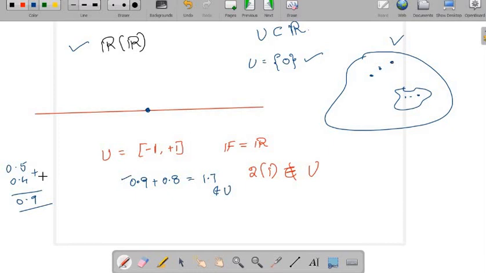If even two elements fail, we say it is not a vector space. Okay, so therefore this cannot be a vector space.